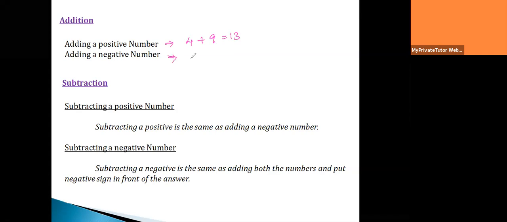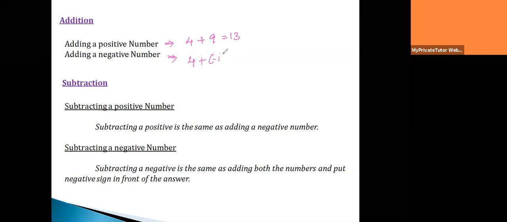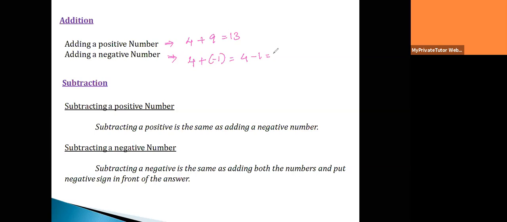But in this case, let's take the same original number 4, adding a negative number, let's say minus 1. It becomes 4 minus 1. So what I mean to say is, if we have different signs in addition, we need to subtract. See, this is a positive number, this is a negative number. Both are different signs, but we are adding, and we have to subtract because the signs are different, not the same. 4 minus 1 becomes 3.